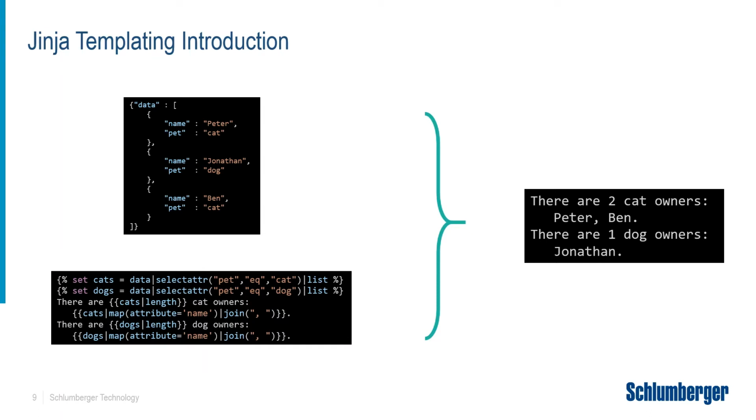This slightly more complex example demonstrates the use of filters in Jinja. A filter is simply a function. For example, we have the select attribute filter here, we have the length filter, and we have a map filter, which is a higher order filter.